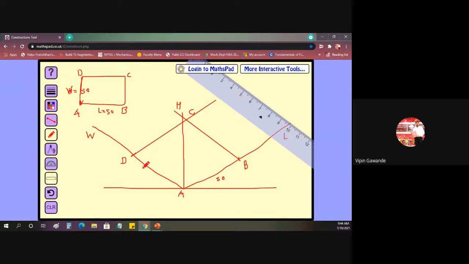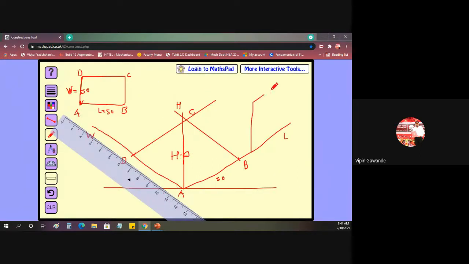So see what we have drawn. We have drawn A, B, C, D. A, B, C, D is our horizontal plane. Last time, what did we draw? We drew the vertical plane here.